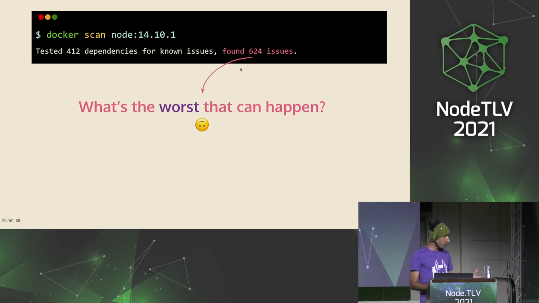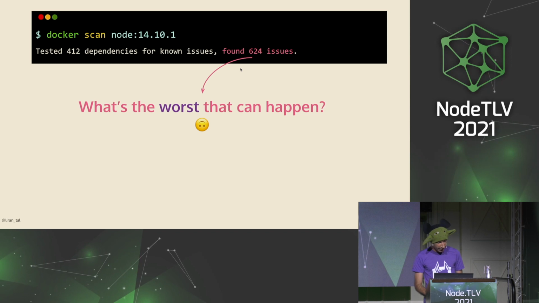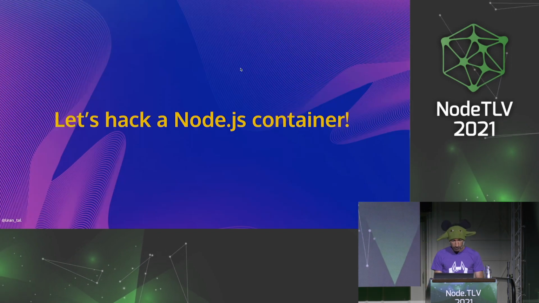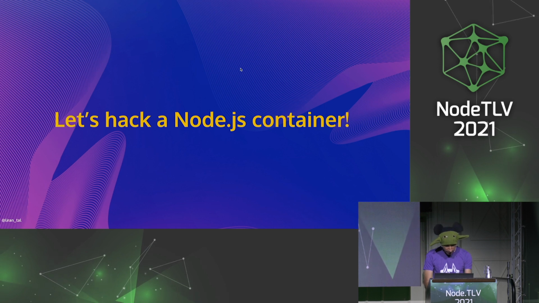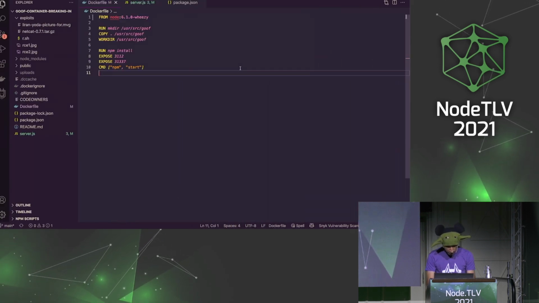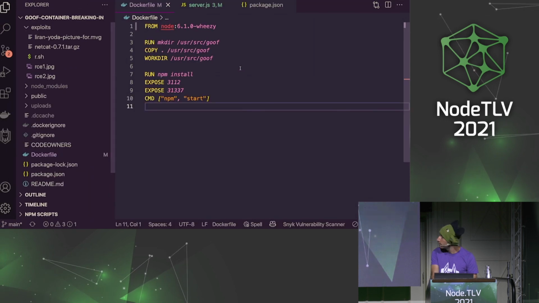Most of the time, I'm pretty sure you ignore it, right? Like, there are so many vulnerabilities in my container, what can happen? So let's hack a Node application and see what can actually happen. Hope the demo gods are going to stay along here for the rest of the show. I'm going to make this a bit bigger.